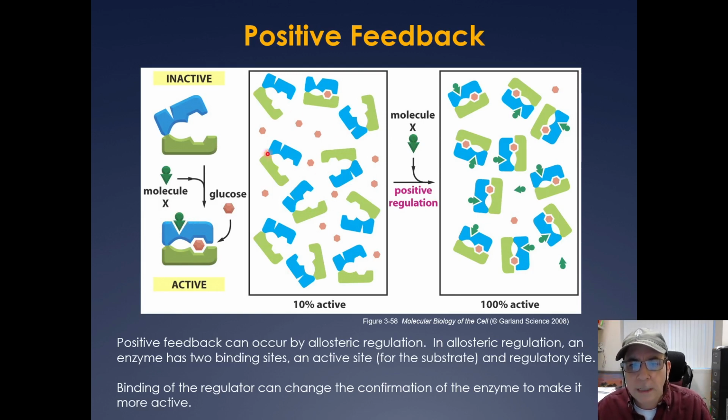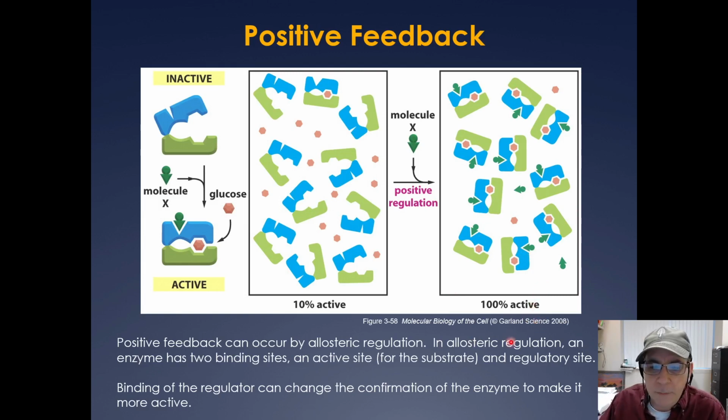Here you have an enzyme with no positive regulator around, and it might be 10% active or something along those lines. That's just an example. But when you add in the allosteric positive regulator, that will cause the enzyme to possibly change conformation and become much more active. In this instance, it caused it to be 100% active.